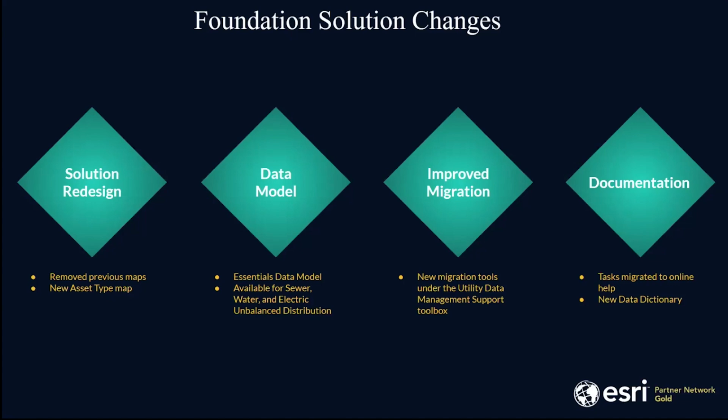Another significant change is the improved migration process. Esri has introduced some new migration tools within the utility network data management toolbox. These tools are designed to simplify the migration from your current system to the utility network so you can transition more smoothly. And finally, Esri has migrated the documentation from tasks to the online help, providing more accessible and up-to-date resources for users. Along with this, there's also a new data dictionary that uses the Generate Schema Report tool. This data dictionary is available in both Excel and HTML formats, and we'll take a look at that during the demo.